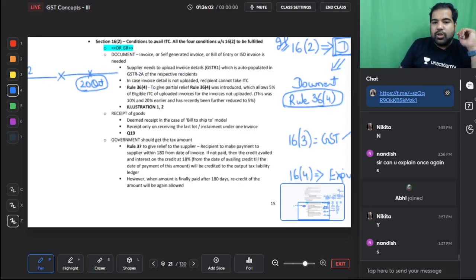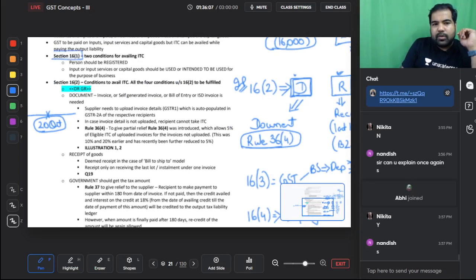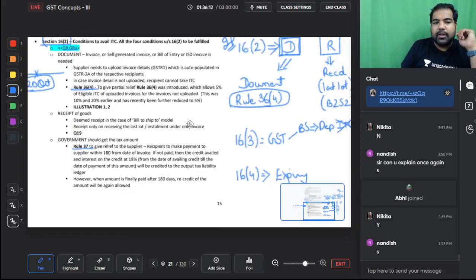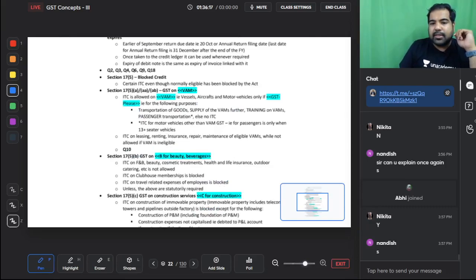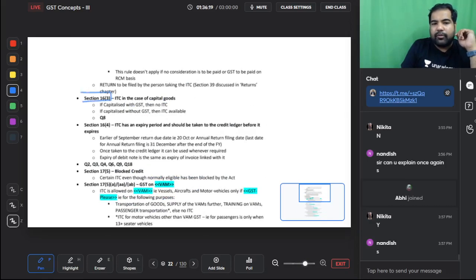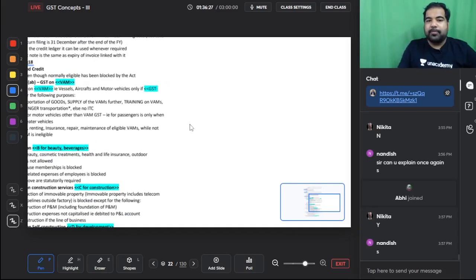Alright. So these are four conditions guys in section 16.1. 16.2 has DRGR, which has rule 36.4 and rule 37, important. And we had 16.3 and we had 16.4. Very, very important. We'll see the practical application. There are lots of questions waiting for us, as you can see on the screen. We will do those questions, but right now we have to move ahead.